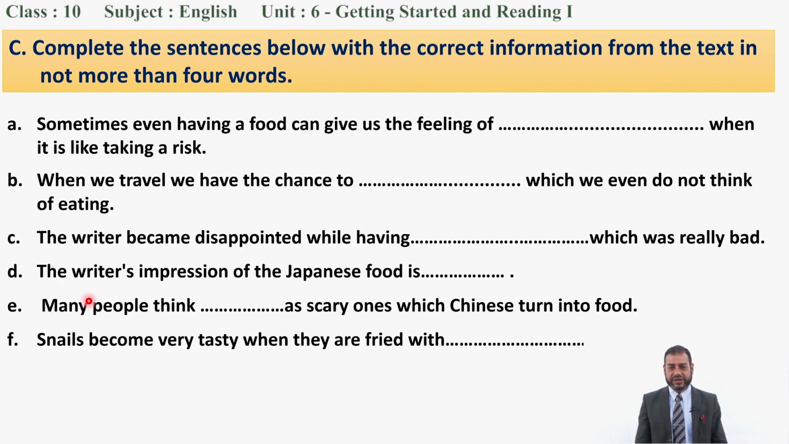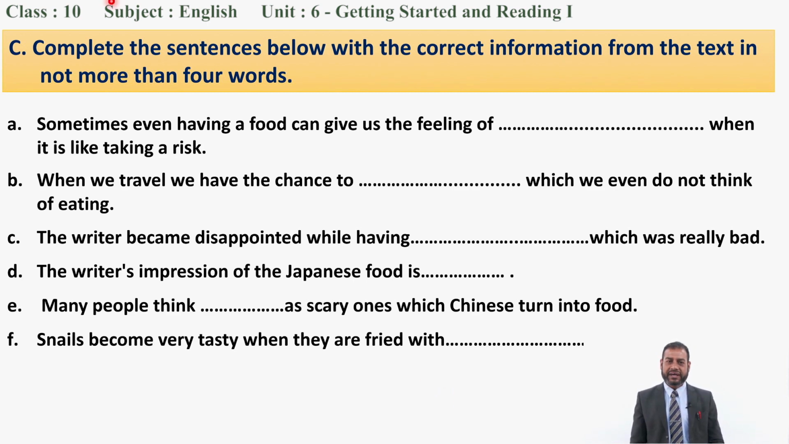D. The writer's impression of the Japanese food is, again you can find, you have to supply there. Okay. E. Many people think ... again blank, okay, as scary ones which Chinese turn into food. And the last one is F. Snails become very tasty when they are fried with, you have to do it. Now, dear all, start doing this, okay?